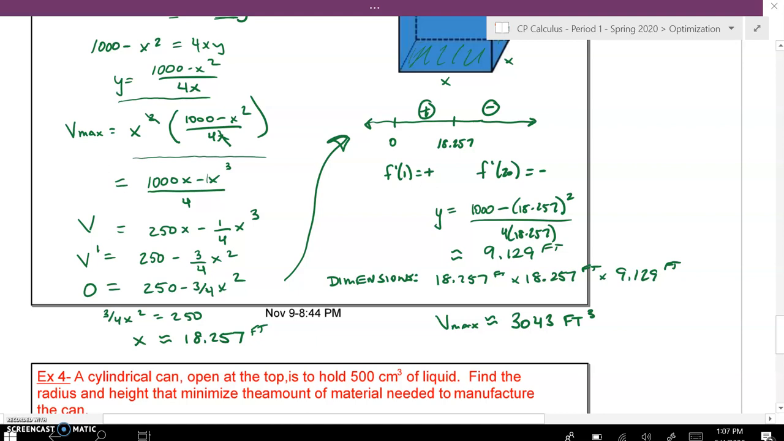If I wanted to find my actual maximum volume, I could just multiply those three dimensions together. Having those dimensions would give me my max volume, 3,043 cubic feet. So I just optimized based on the amount of material I was given, which is 1,000 square feet of material. I can optimize using those dimensions and get a maximum volume of 3,043 cubic feet.